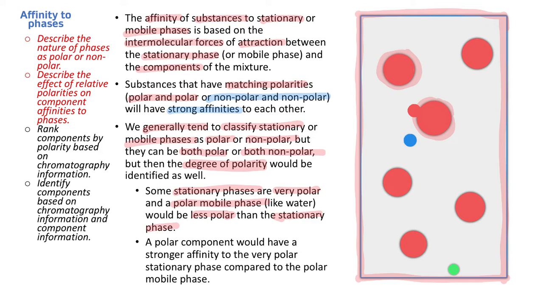Alternatively, you can also have different levels of polarities in components. So maybe you've got a component which is not very polar, but only a little bit polar. The lightly polar component will move through the very polar stationary phase faster than a more polar component would. We'll go through that in a moment because that was a lot of words. The polar component would have a stronger affinity to the very polar stationary phase, compared to the polar mobile phase, which is what we were talking about.